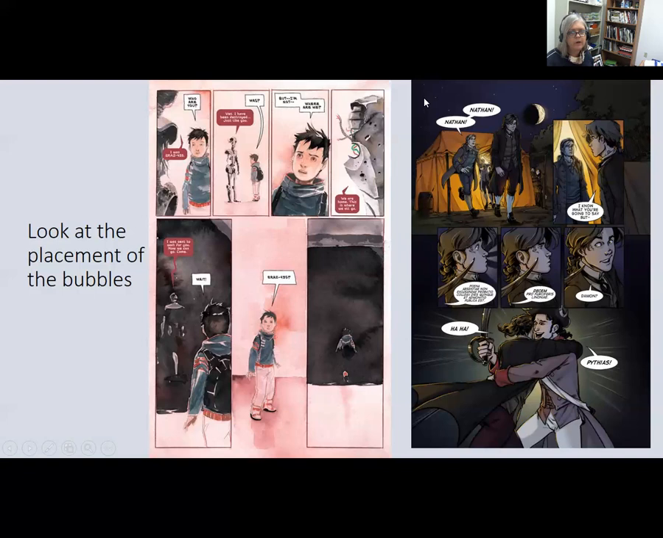So in terms of who's speaking first, this guy right here, the speech bubble is higher. The speech bubble is lower. So that indicates that the person that's saying ha ha is speaking before this person says Pythias.